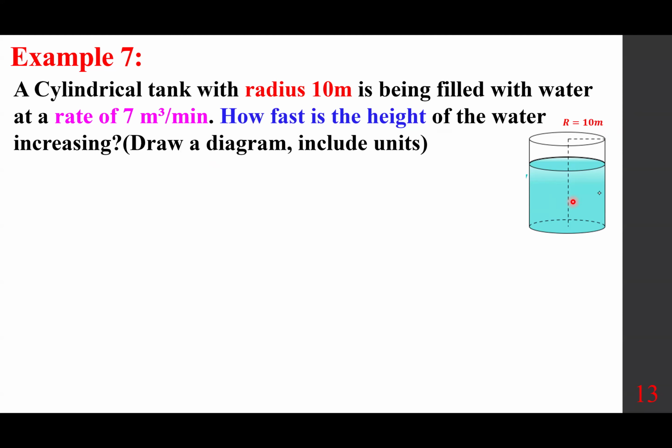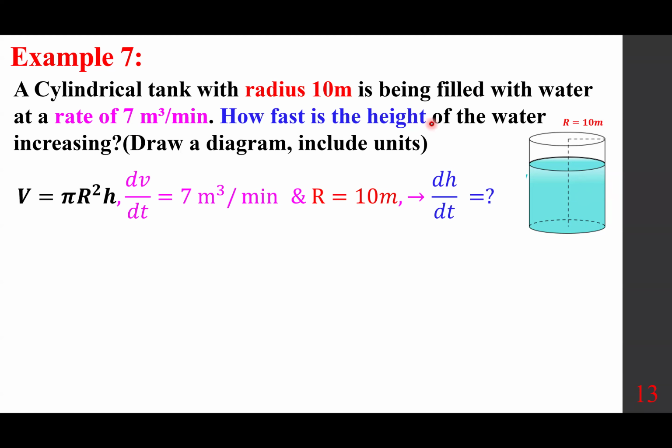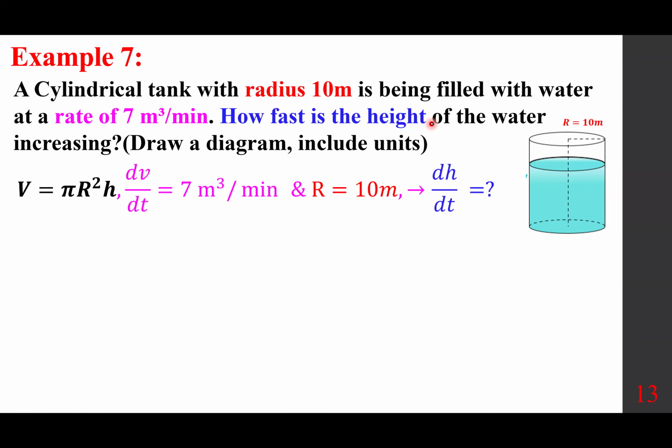we are adding water. And so what we should know is that the volume of a cylindrical shape is pi r squared h. This one is being filled with water at 7 cubic meters per minute. This is dv dt, r equals 10. And how fast is the height changing? dh dt is missing. So that is understanding the question and putting it into symbolic format.